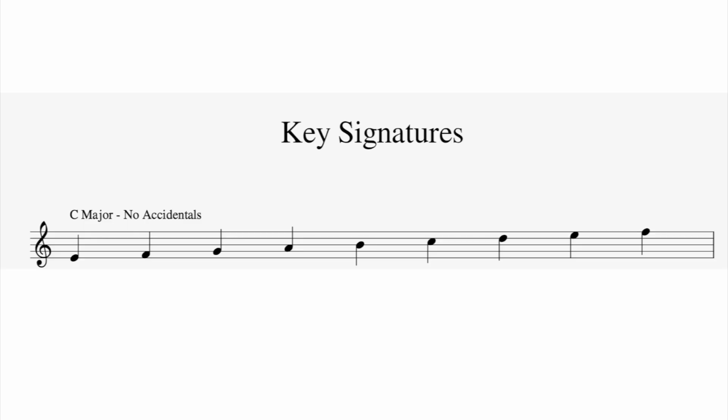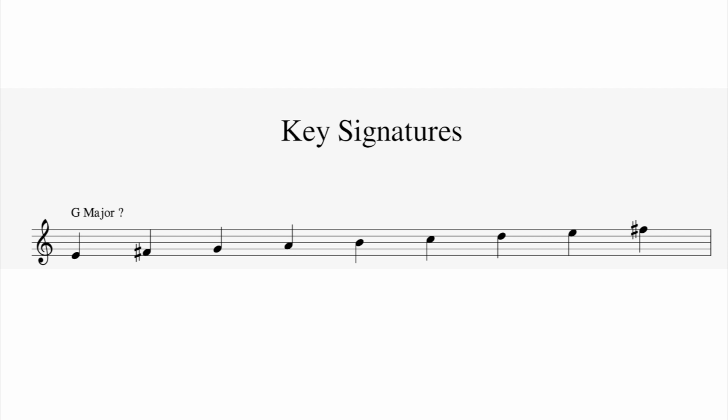Okay, so now that you are familiar with the sharps and flats, or the accidentals, let's move on to key signatures. In the C major scale, you wouldn't see any accidental. For that reason, we have to play the musical alphabet as is. Now, how about the G major scale? In the G major scale, we have an F sharp.